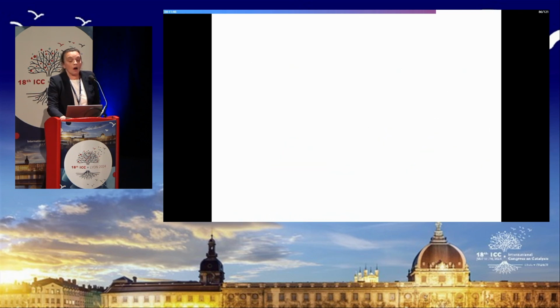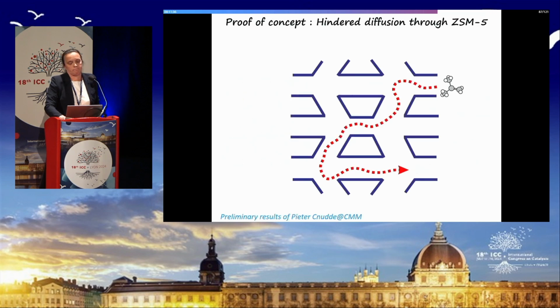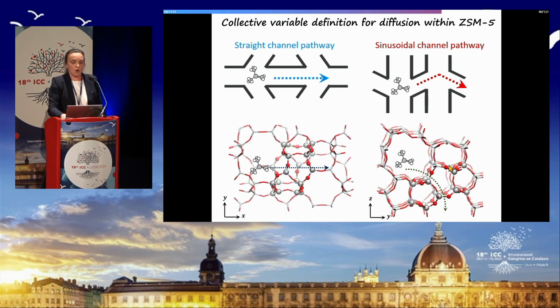So that's good. Then the next question that we asked ourselves: can we extend this to other topologies and to more complex molecules? The first topology, of course, that we were very interested in is ZSM-5, and we are going to try to look at the diffusion of isobutene through ZSM-5. There will be complexities that come into play, as you will see. First of all, in ZSM-5, the definition of the collective variable is not so straightforward. It can diffuse along the straight channel pathway, but it can also diffuse along the sinusoidal channel pathway. What we did here is we tried to define collective variables based on the ring structure of the zeolite topology. But in future, for more complex topologies, we will have to go beyond that.